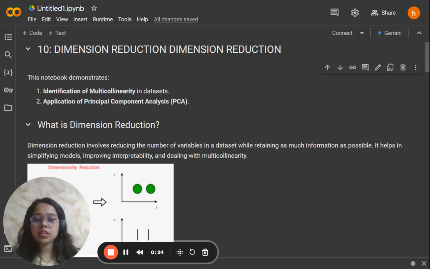Now, what we'll explore: firstly, what is dimension reduction and identifying multicollinearity in a data set, and then PCA, that is principal component analysis, and then we'll implement these concepts in Python step by step. So, firstly, let's understand what dimension reduction is.